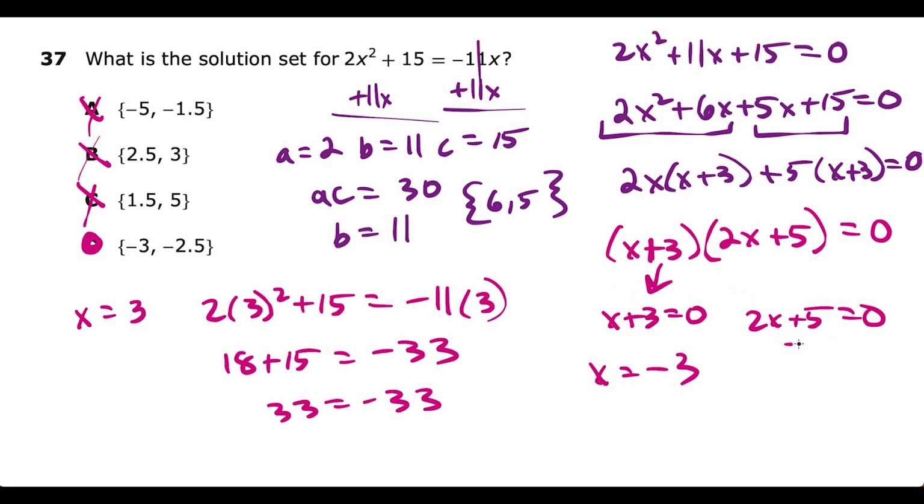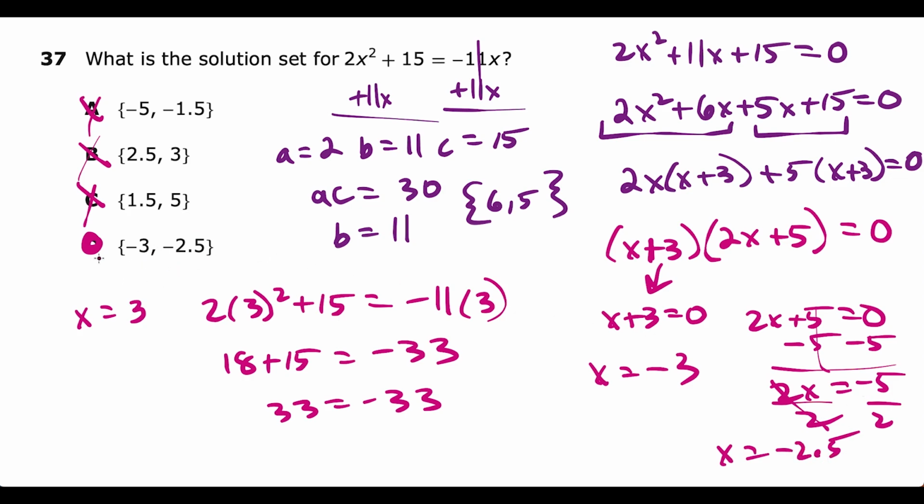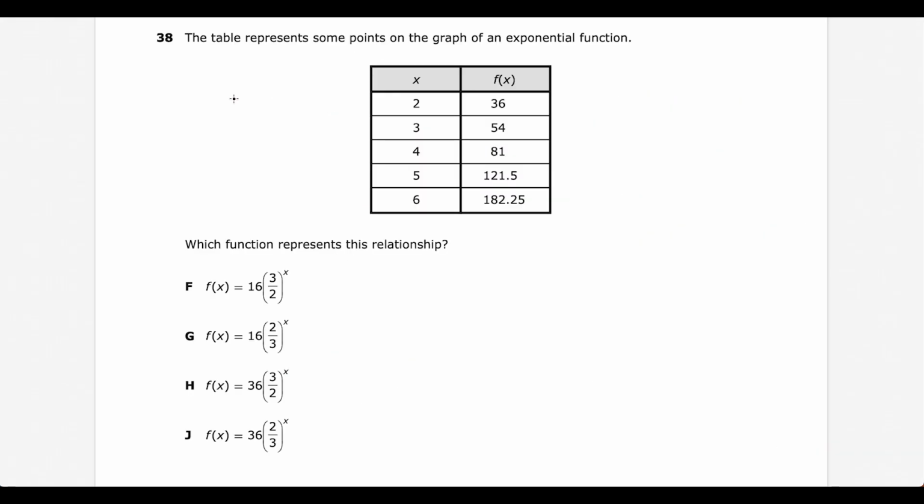But if we want to solve this one too, subtract 5, 2x equals negative 5, divide by 2. And this gives you x equals negative 5 over 2, which is negative 2.5, which matches the other x value. Definitely choice D.